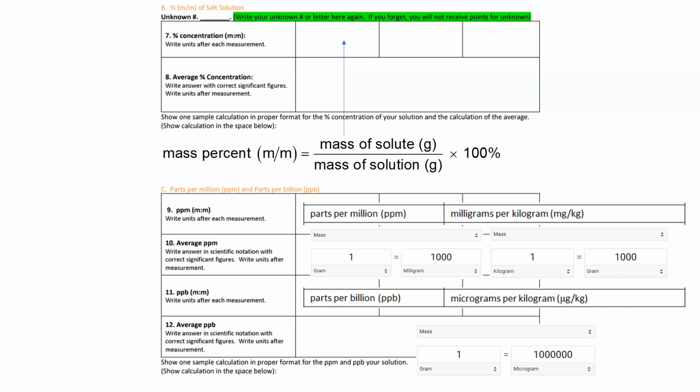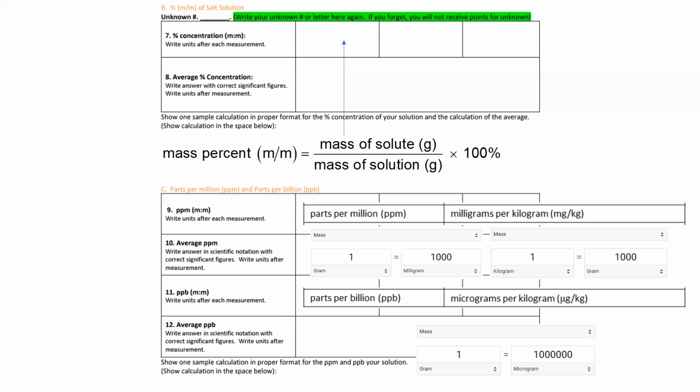Okay, so again, you already have your mass percent, and you have the mass of the solute in grams and the mass of the solution in grams. So what you need to do is just convert the mass of the solute to either milligrams for parts per million or micrograms for parts per billion. You're also going to need to convert the mass of the solution, which you originally measured in grams, to kilograms.